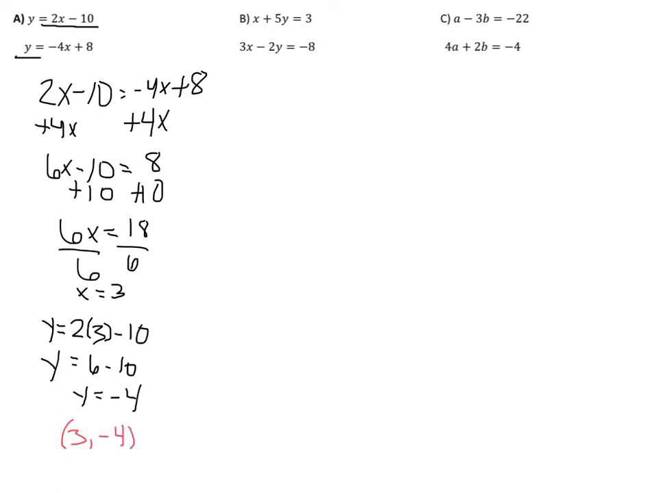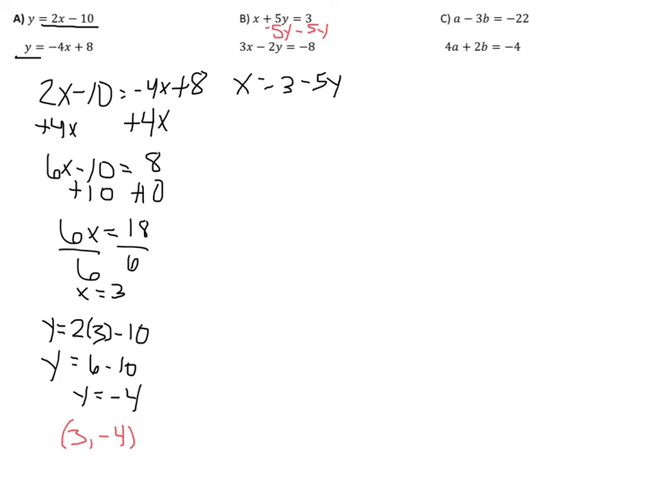On example B, we're going to do the same thing. However, we see that there's not one variable by itself. So we want to look for the variable that doesn't have a number in front of it. That's going to make it easier. We can see that this x is by itself. If I subtract 5y from both sides here, I'm going to end up with the equation x equals 3 minus 5y.